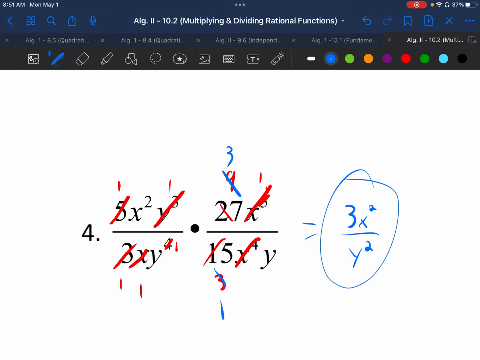Now, you might have gone through this in a different way. Maybe you started out with a 27 and 15 first, and I started with the 5 and the 15 first. Maybe you started with the x's, and maybe you did the x squared instead of the x to the fifth. That's also okay. There's so many different ways to go about it that can all lead to the same path.